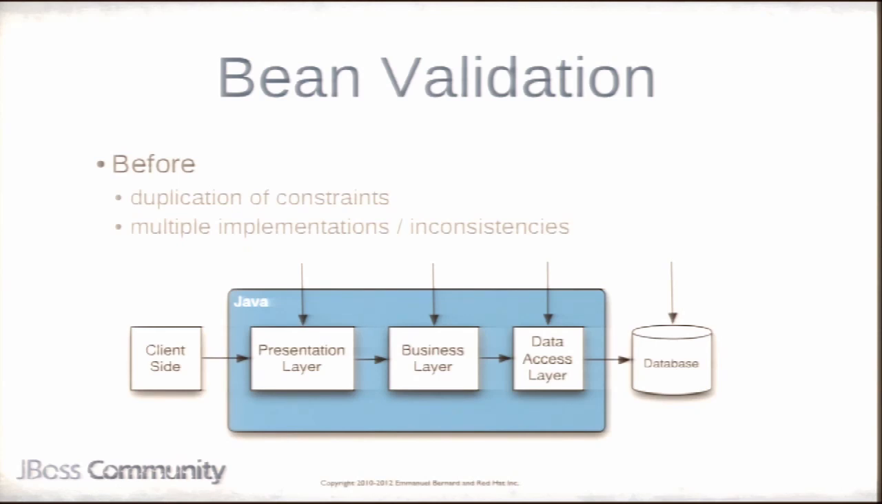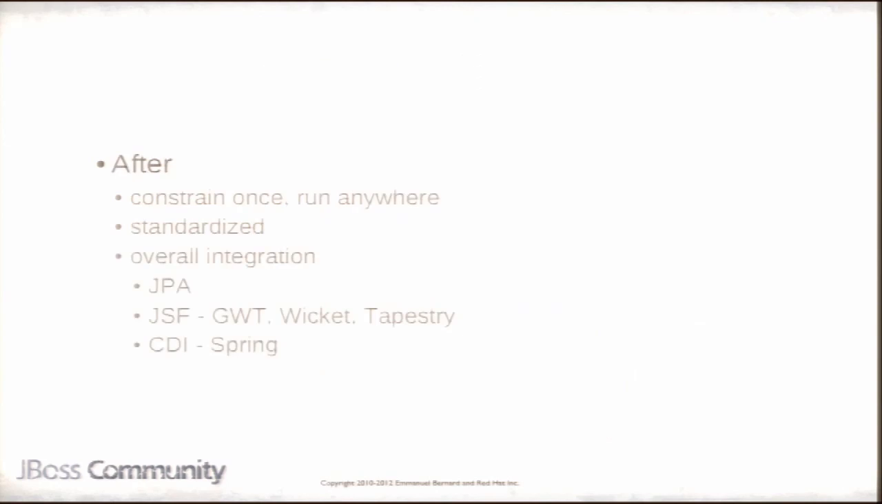So the idea behind bean validation was twofold. The first one is let's try and stop duplicating the data everywhere. Let's define the constraint once on our domain object, and let other frameworks actually reuse those constraints when they need it, right?